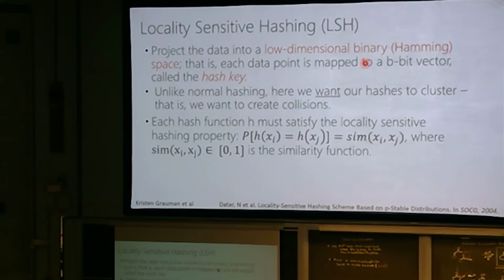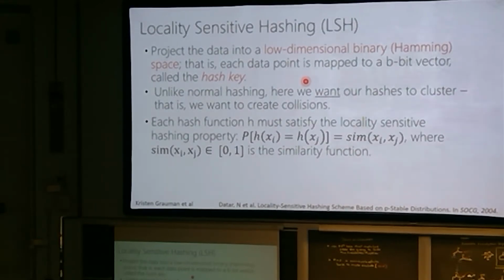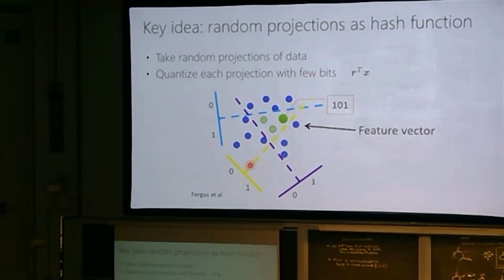This is sort of like projecting the data into a low-dimensional binary Hamming space. Each point is mapped to this B bit vector called the hash key. And again, unlike normal hashing, we want the hashes to cluster based on their proximity in space. The reason that's going to happen intuitively is because we're doing it with geometry, right? We're doing projections in the actual space.